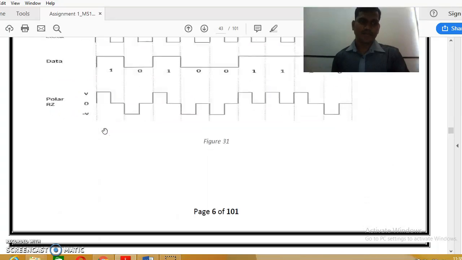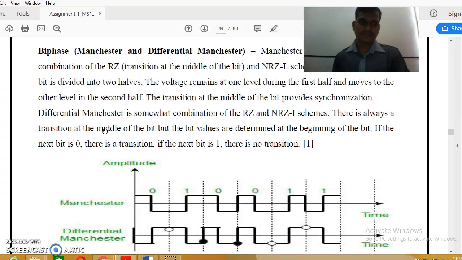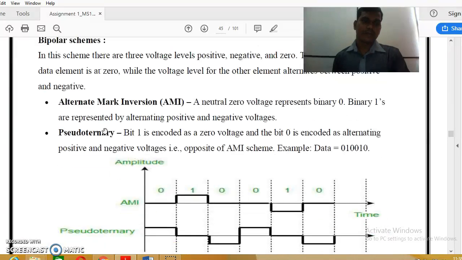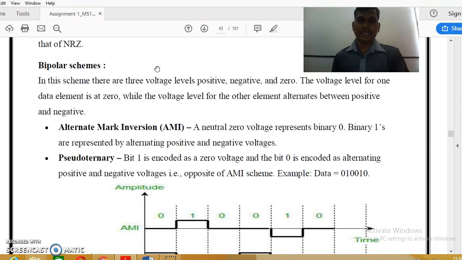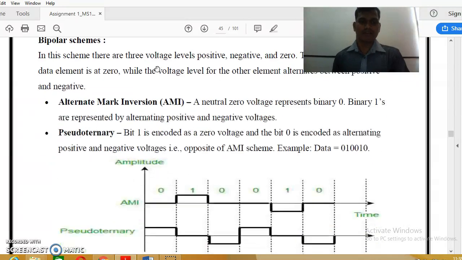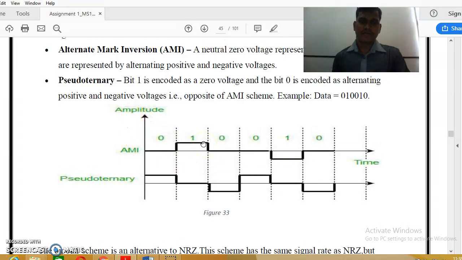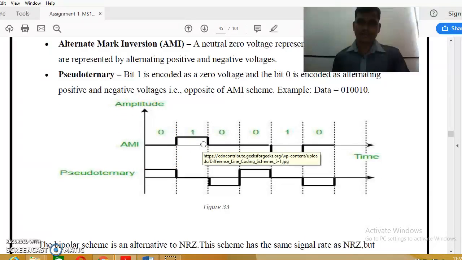Bipolar scheme. In this scheme, there are 3 voltage levels: positive, negative, and zero. The voltage level for one data element is at zero, while the voltage level for the other elements alternately will be positive and negative. This is the figure for that particular scheme.